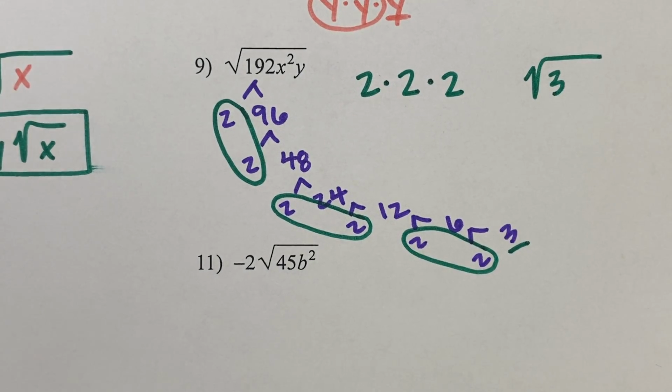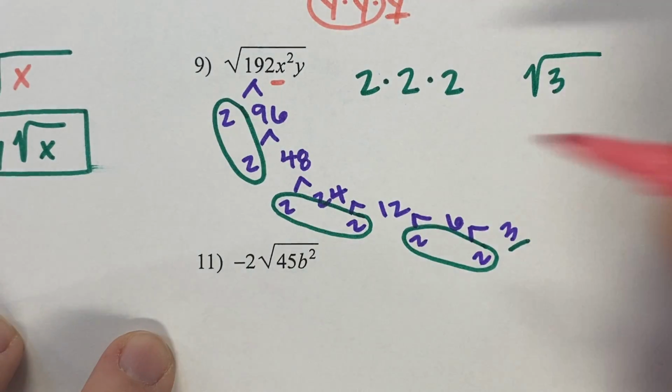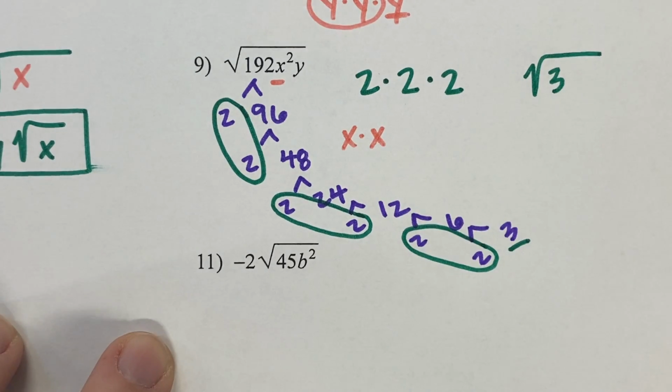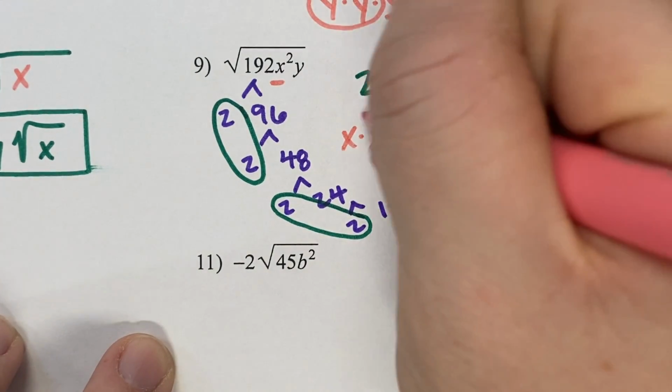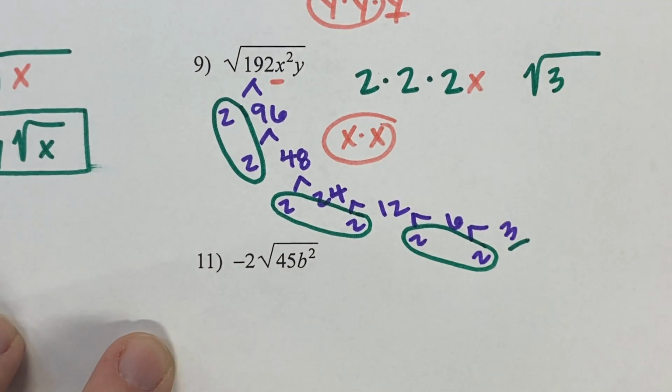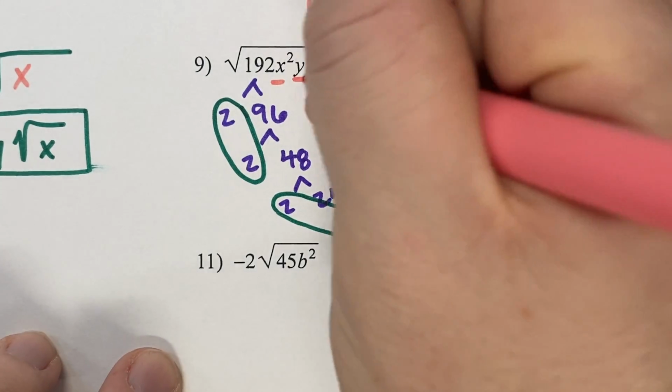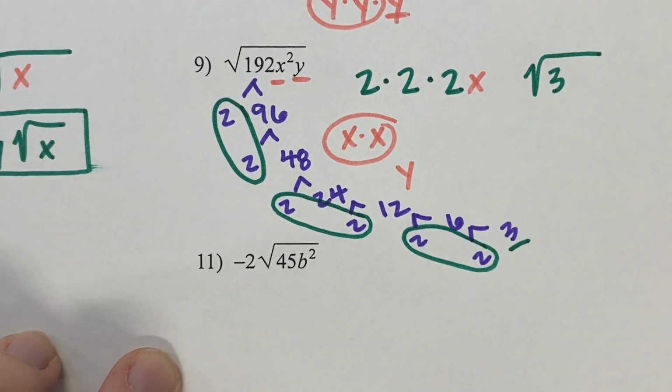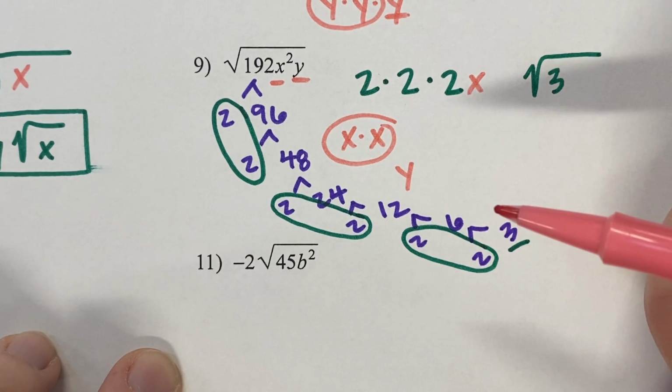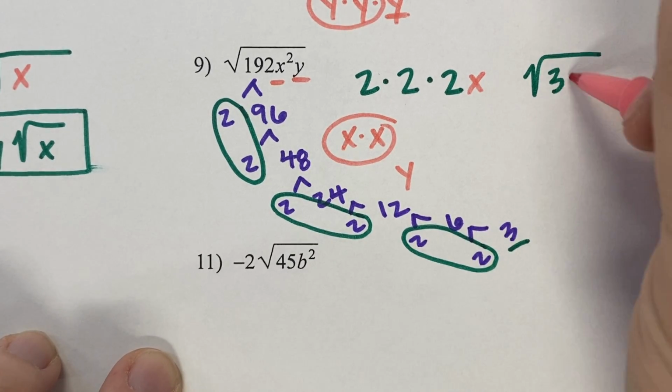So now let's go ahead and look at our variables. So I have x squared, or x times x. Okay, well, I have 2 of them, so they are perfect. They can create one couple. And then I just have one y. Okay, can he pair up with anything? Nope, so he can't leave.